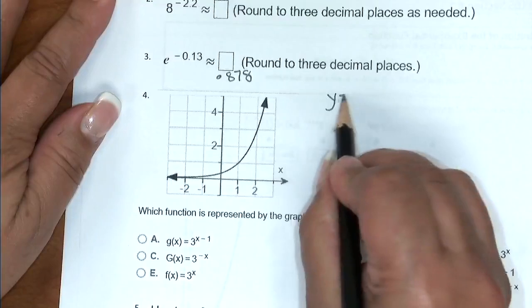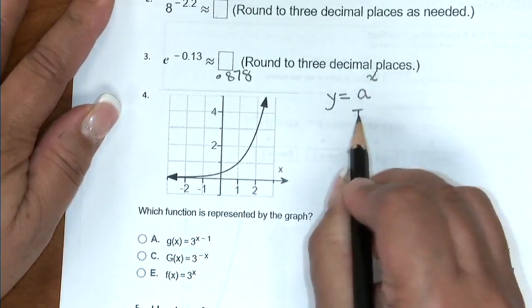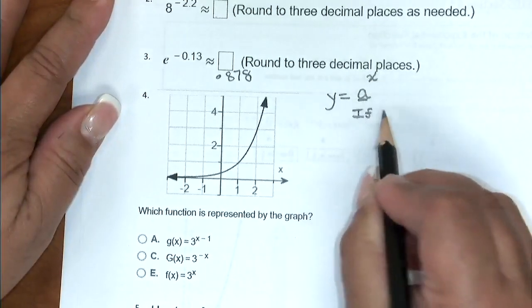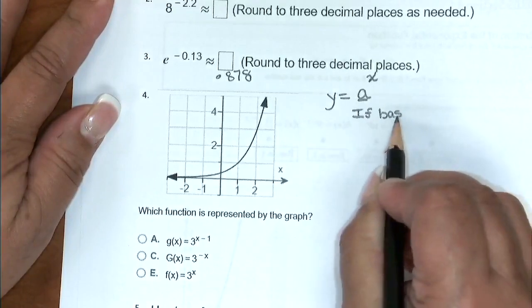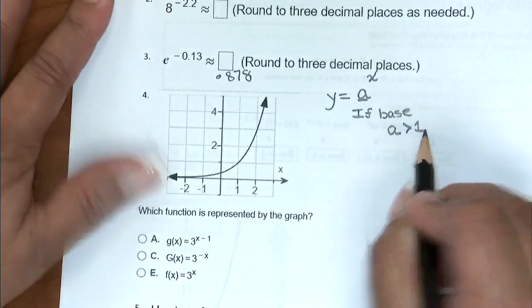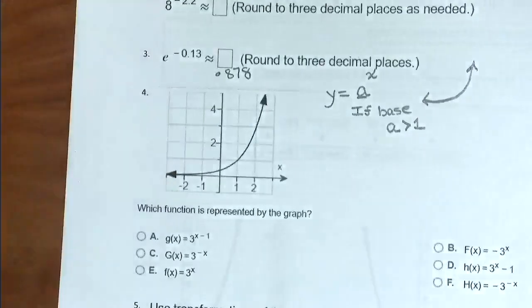Okay, let's say I give you something like this. If the base, this is the base right here, if the base, A in this case, is greater than 1, it will climb like this, up to the right. These are exponential graphs. The x-axis serves as the asymptote. See how this little wing right here is hovering right above the x-axis? So this is considered the asymptote, but that's a parent graph.